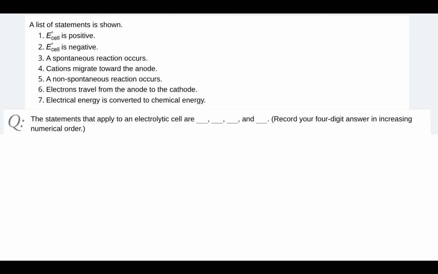Now this last question is showing that we know how an electrolytic cell works. Electrolytic is when you have to add in the energy to make that reaction take place. So definitely it's going to have a negative cell potential. So 2 is our first part. It is not spontaneous. Cations do not migrate towards the anode. It is non-spontaneous. Electrons travel from anode to cathode. That is always true. And number 7, electrical energy, the energy we put in, is pushing that chemical reaction. So that is also true.